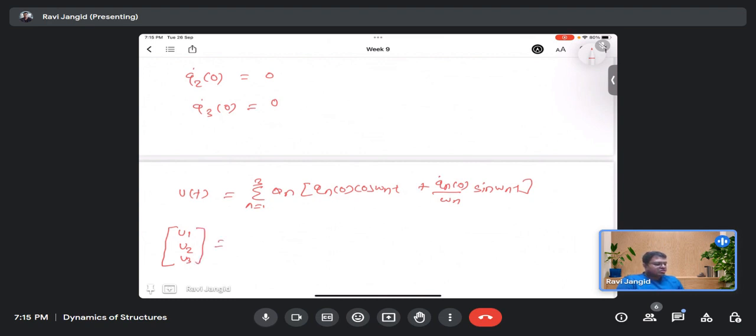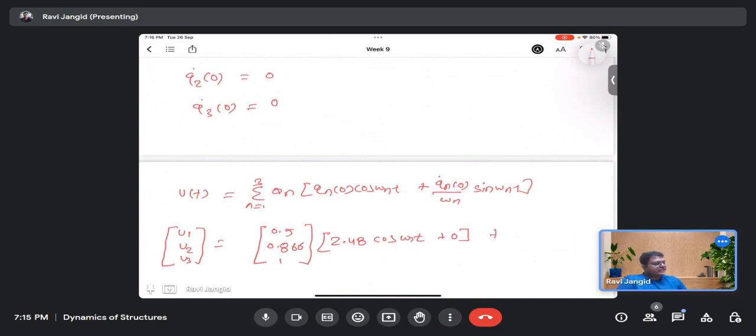So for the first mode, phi n is 0.5, 0.866, 1, times q10, which is 2.48 q10 cos omega 1t. Okay, and the qn dot is 0, so that term becomes 0.